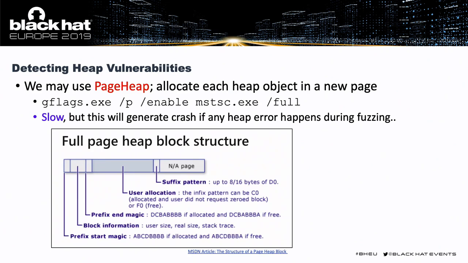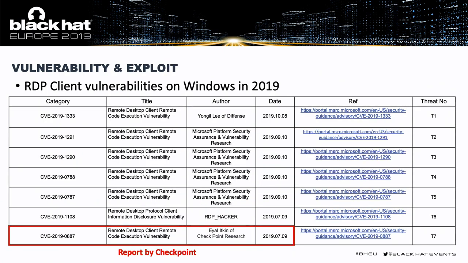Using page heap is effective for fuzzing. It is slow, but it will generate a crash if any heap error happens during fuzzing. There were 7 vulnerabilities that targeted RDP clients in 2019. Among them, this path traversal vulnerability was found by a Check Point researcher.